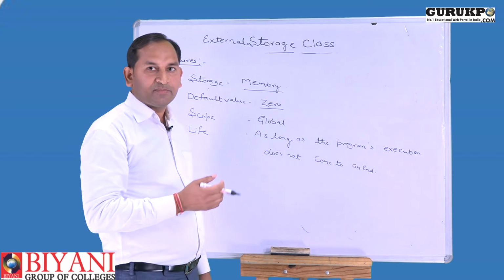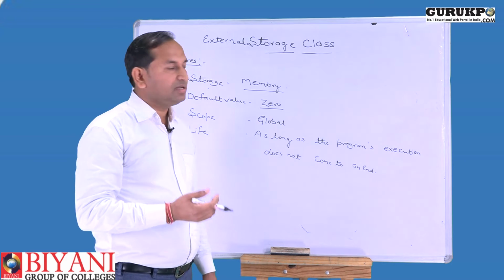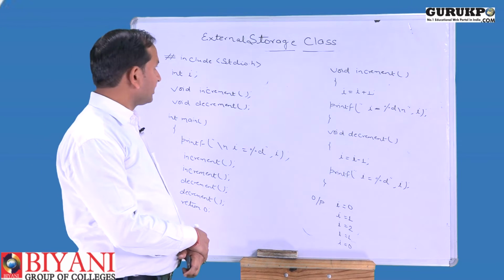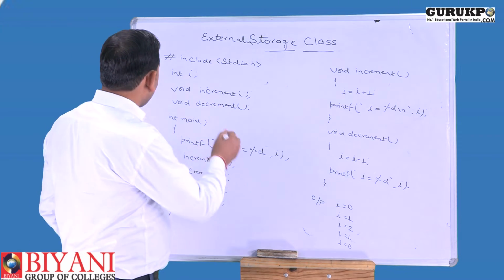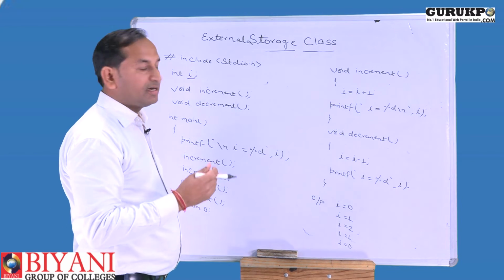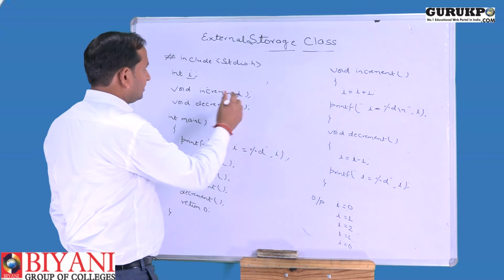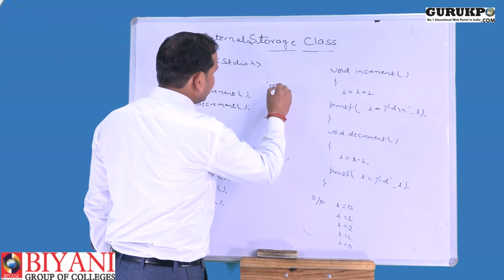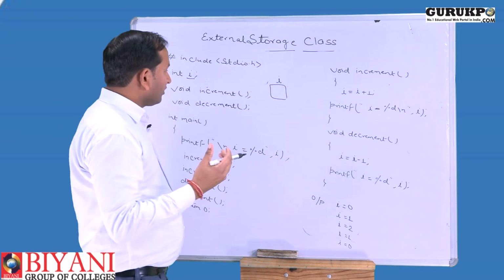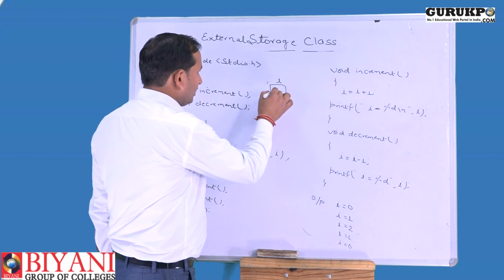Now we take an example and discuss external storage class by example. So this is the example of external storage class. Here i is an integer type variable. This is the external variable because it is declared outside the main function. So we have a variable i, which is a global variable. The default value of a global variable is 0, as we discussed.